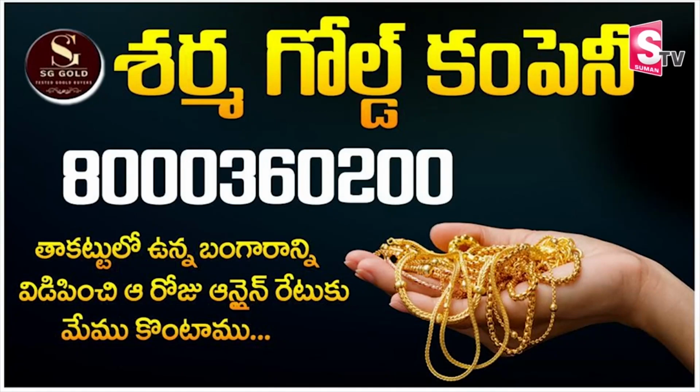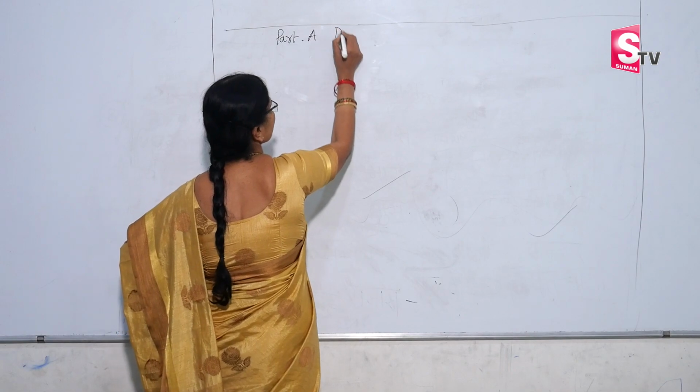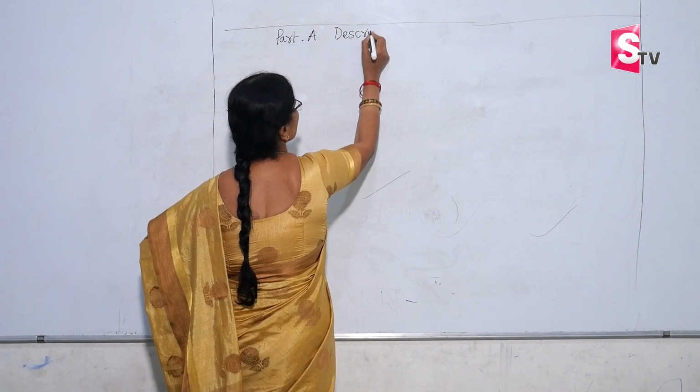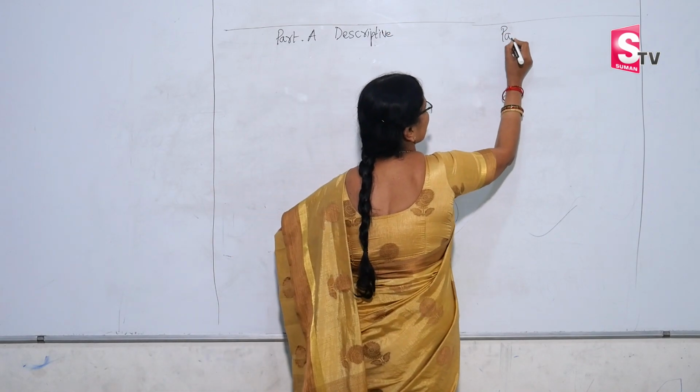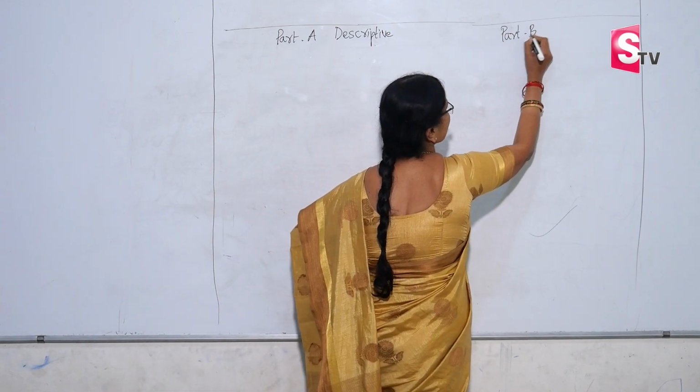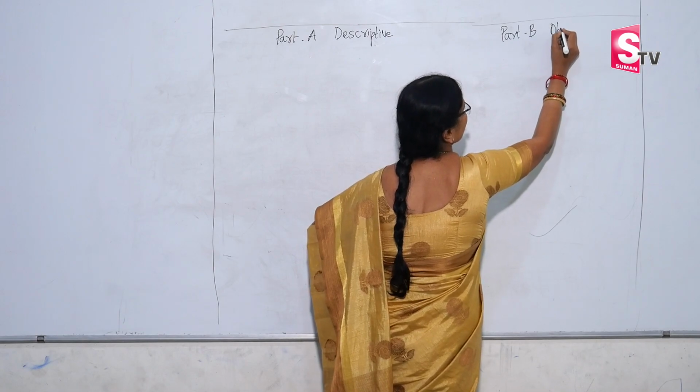Part A is descriptive and part B is objective. Part B objective. Now how marks are allotted? Let us see now. Objective.